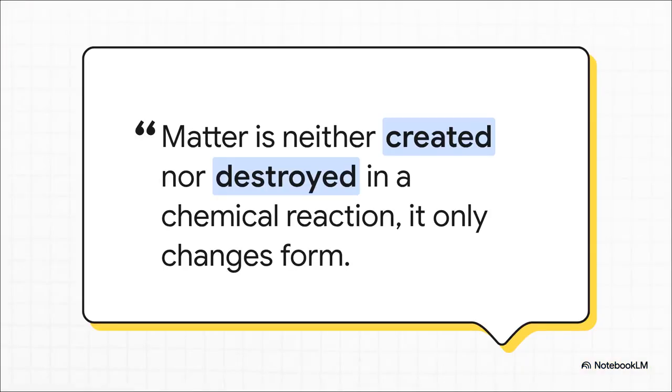This is the big one. The law of conservation of mass. All it means is that in any chemical reaction, you have to end up with the same amount of stuff you started with. The atoms just get rearranged into new molecules. It's like you're just shuffling the same letters to form new words. Nothing is ever lost or gained.